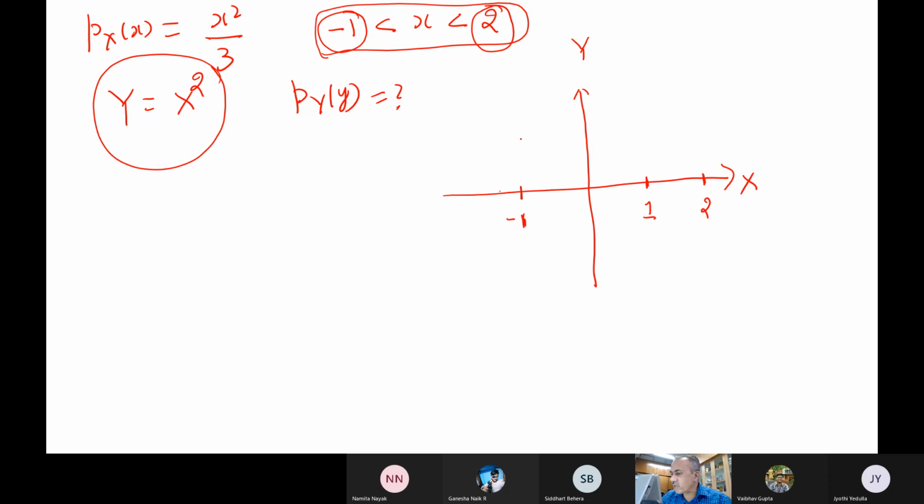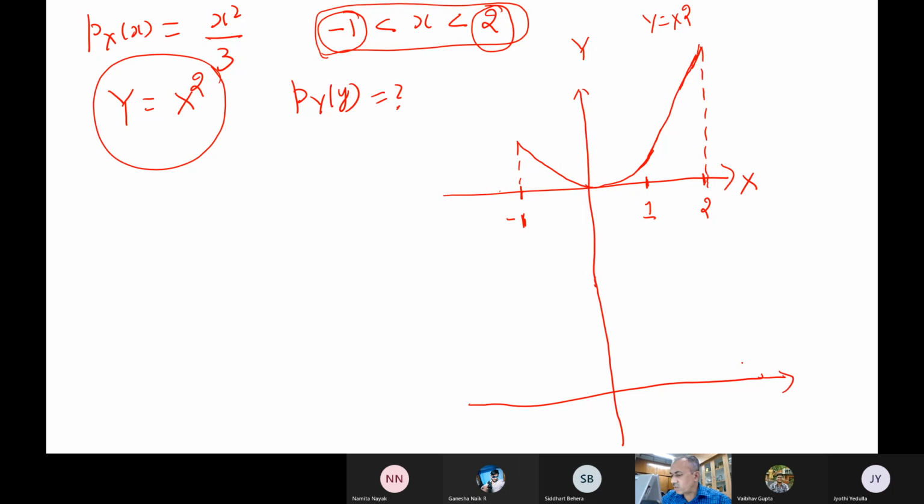If you try to plot it, how does this graph look like? It goes like this, and it is defined from this place to this place. This is how y equals x square looks like. Now what we know is the probability density function of x, so graphically I am just showing you. This is x, and this is p_X(x). Let us say p_X(x) is some function, it may be normal or whatever, and the probability density is defined up to here only.